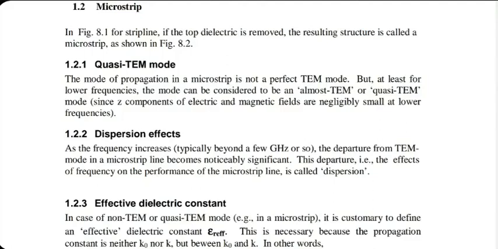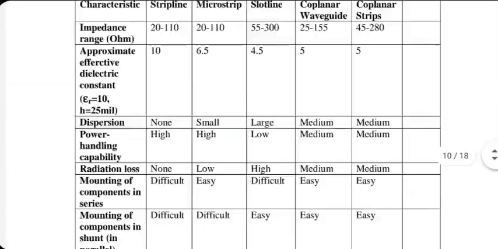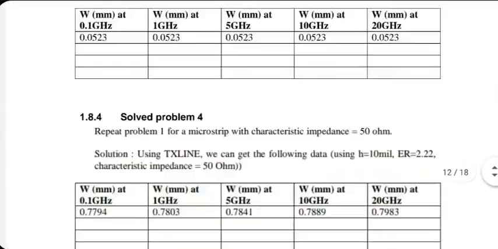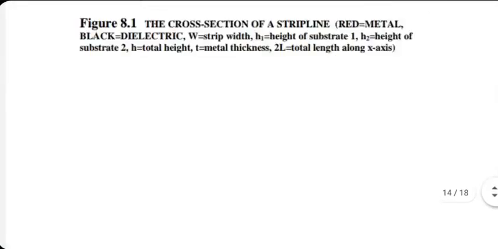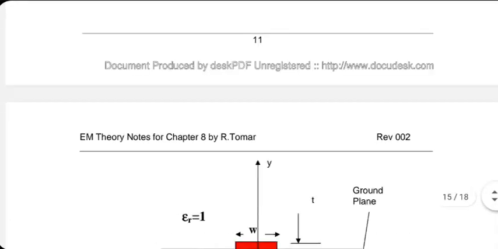The mode of propagation in a microstrip is not a perfect TEM mode, but at least for lower frequencies, up to 2 or 3 gigahertz for sure, the mode can be considered to be an almost TEM or quasi-TEM. Okay. Besides these two lines, there are many more, although we will not go into detailed analysis of any of them, but I want you to be aware of the names. Strip line, microstrip, these two for sure.